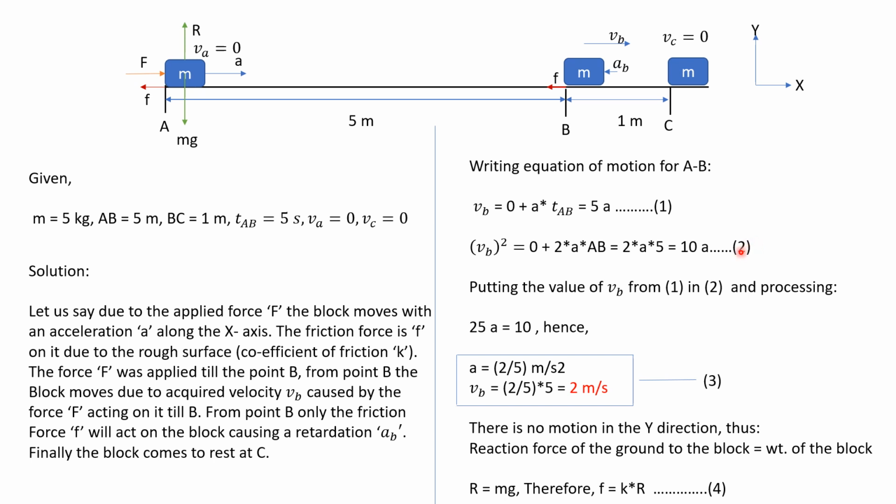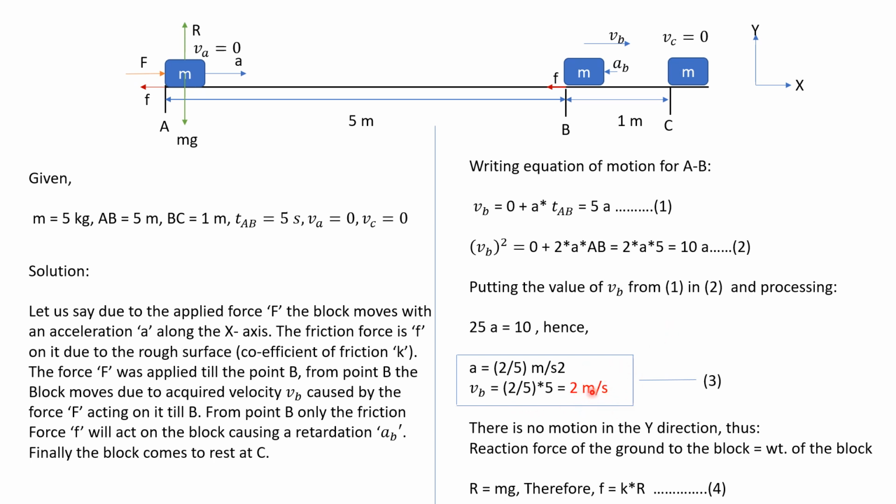So from equations 1 and 2, you put the value of VB in equation 2. So you will get 25A is equal to 10, and acceleration A is equal to 2 by 5 meter per second square. Similarly, from equation 1, now you know the acceleration value, so you can put it over here. So you will get VB is equal to 2 meter per second.